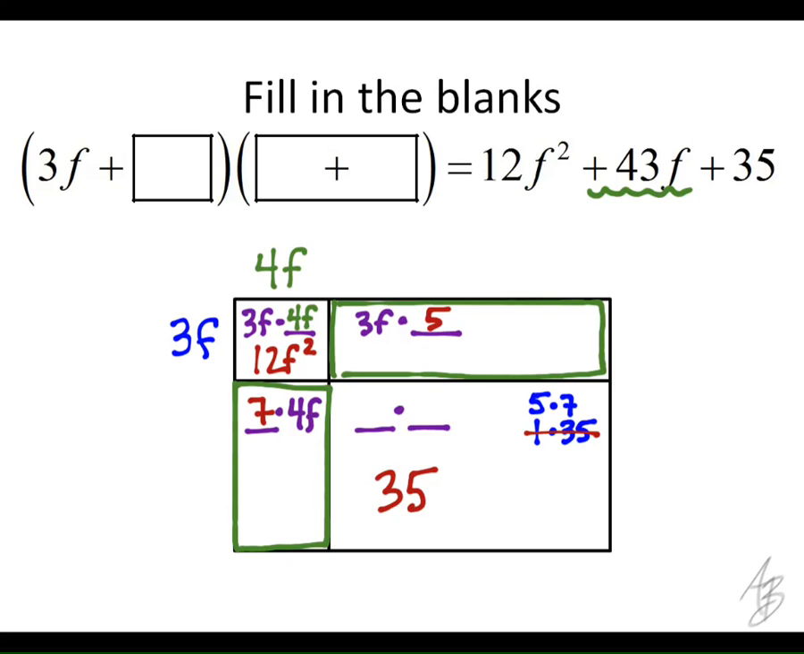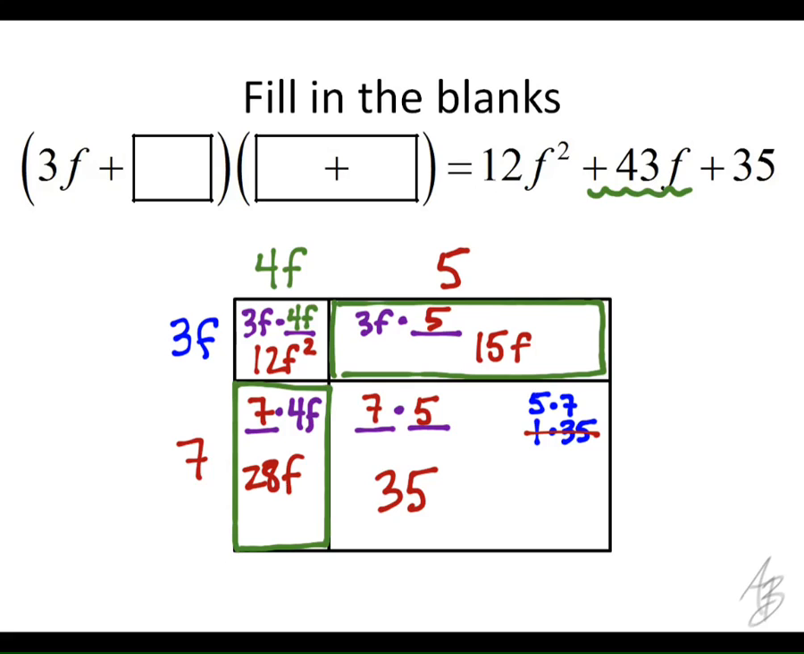So 7 times 4f gives us the 28f. 3f times 5 is going to give us the 15f. And when we combine those, just to check, 28f plus 15f is 43f. That's what we needed. So now I can fill this in here also, 7 times 5 to get the 35. I know what goes there. So what's going to go here on this side with the 3f? Look at what these two have in common. They both have the 7, right? So that's going to go here. And what do these two have in common? The 5. So that's going to go here.